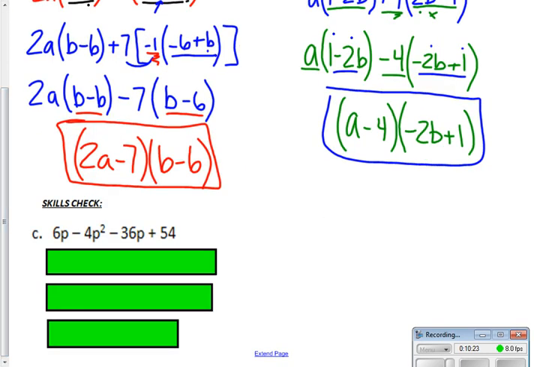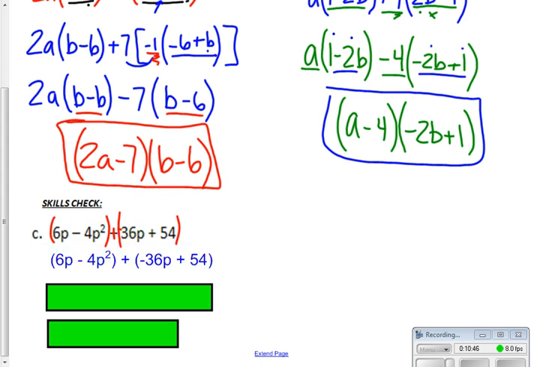What I'll have you do here is in C, give the additive inverse a shot here in the skills check. So go ahead, pause the video, and work through it. So what we did here is we'll go ahead and group this first set. I'm going to turn this into plus a negative, showing you that it is a negative 36p. Group that together. After I've done that, I basically have 6p minus 4p squared plus negative 36p plus 54.